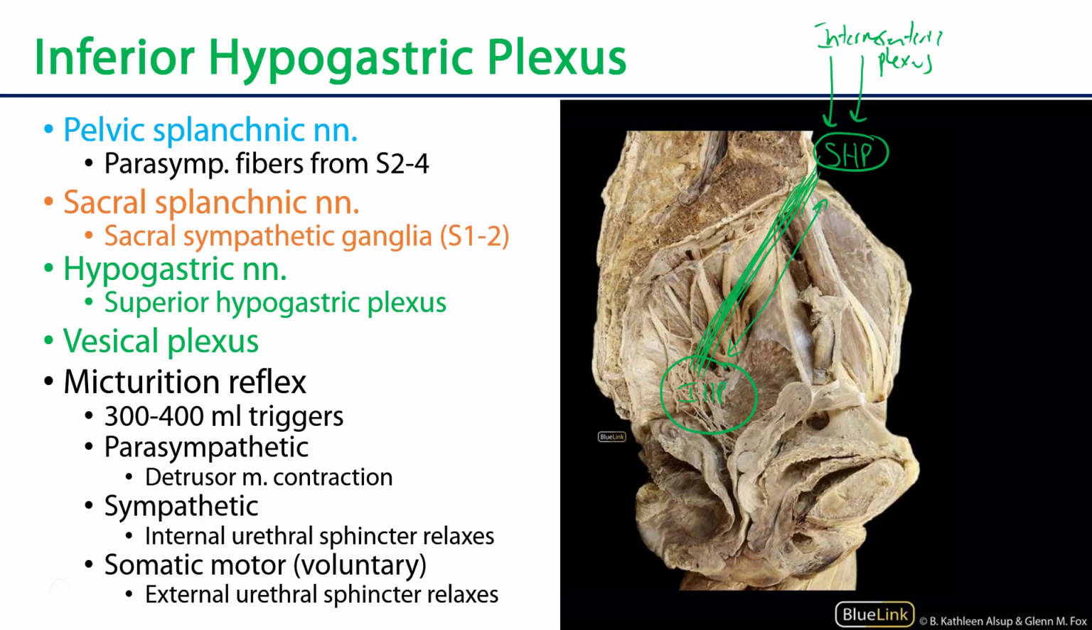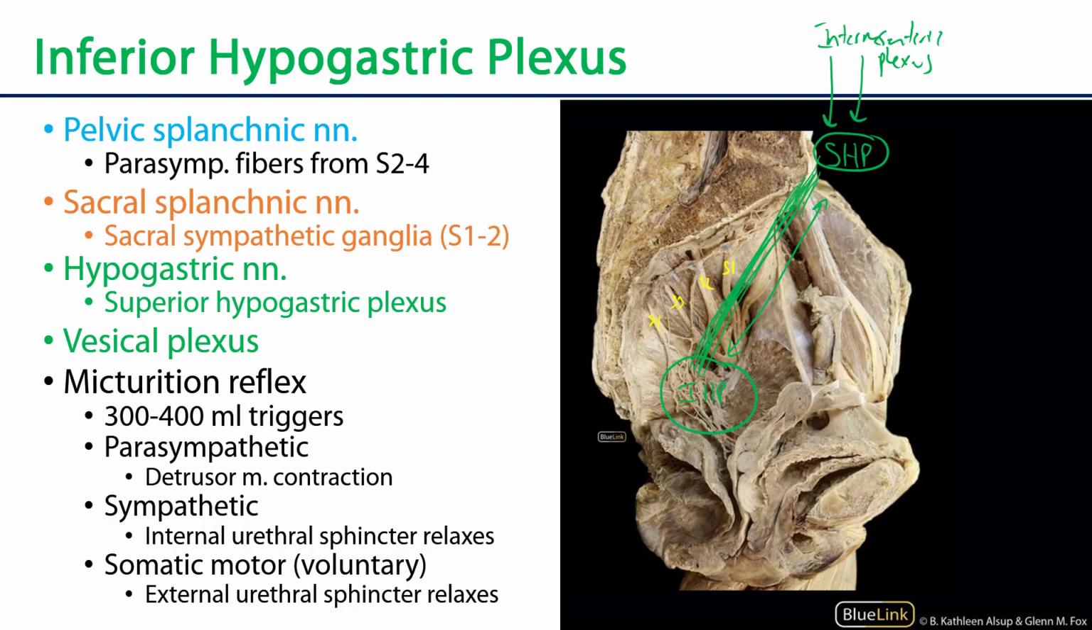So let me pick a neutral color. So here we have the ventral primary ramus of S1, the ventral primary ramus of S2, of S3, and S4. So these are VPRs of sacral nerves. That will give us some orientation, and I'm going to go to orange here for our sympathetics.